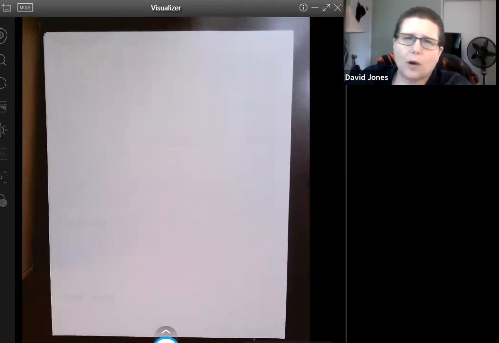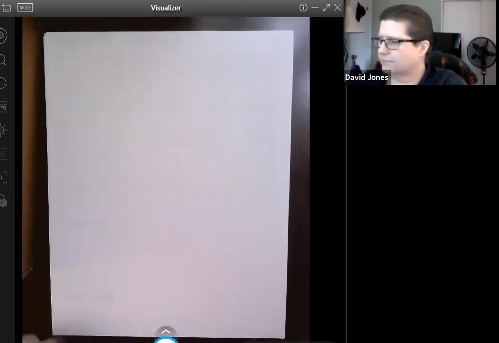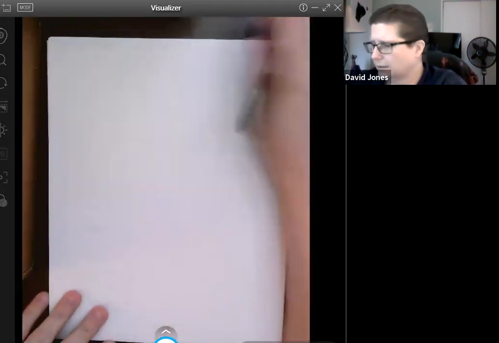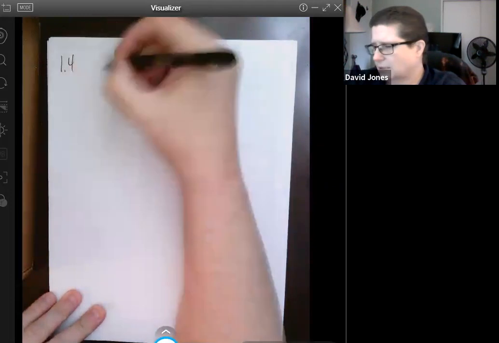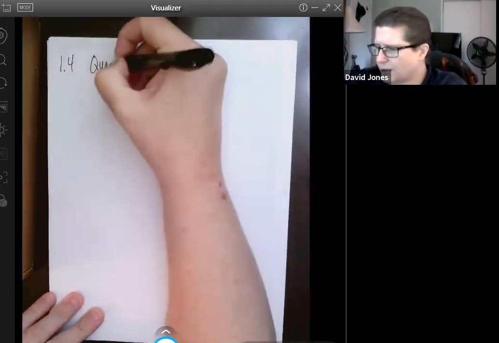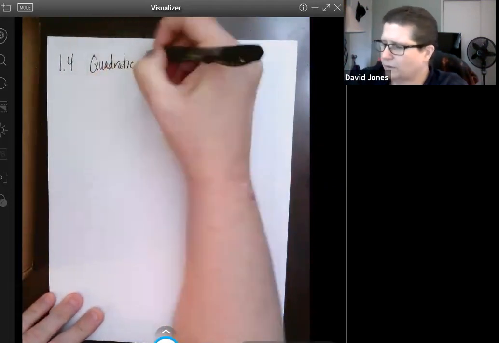Today we're going to look at quadratic equations and different ways to solve them. So this is section 1.4. It's on quadratic equations in one variable.